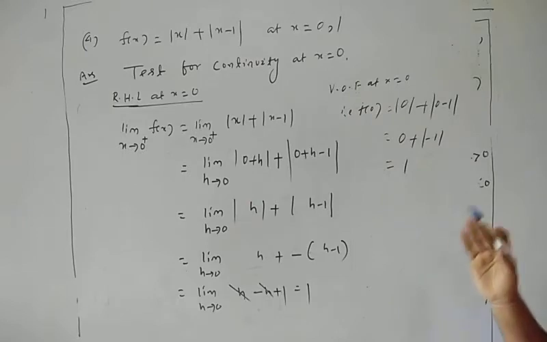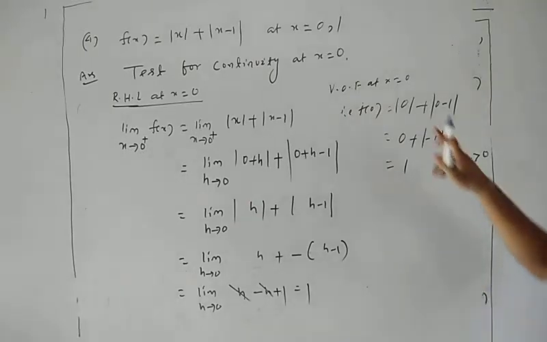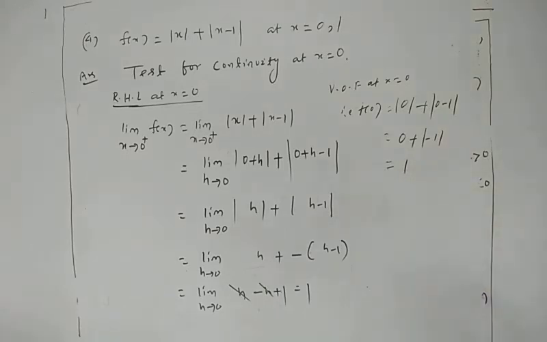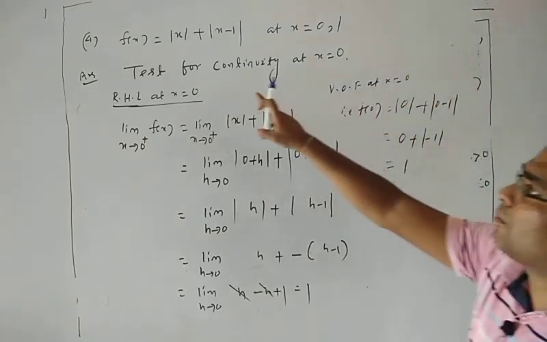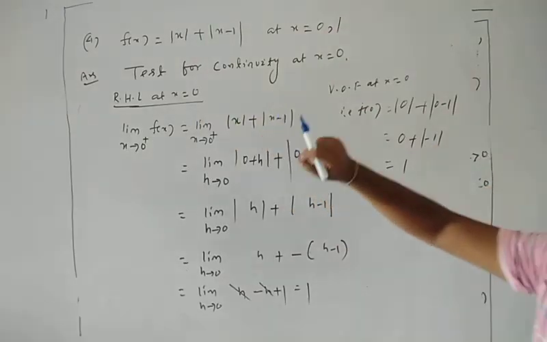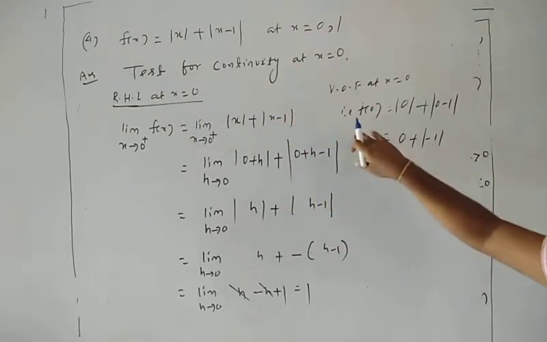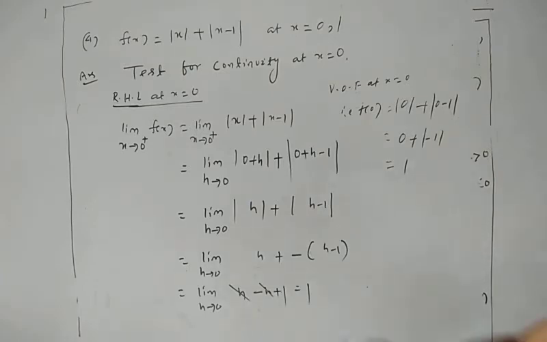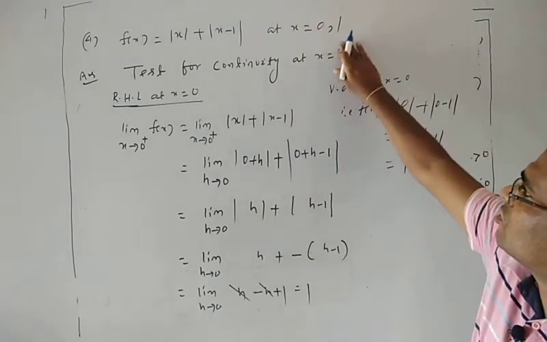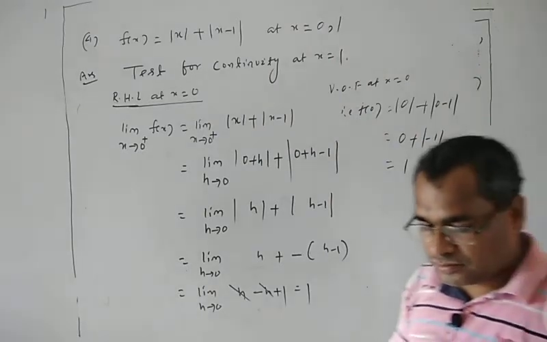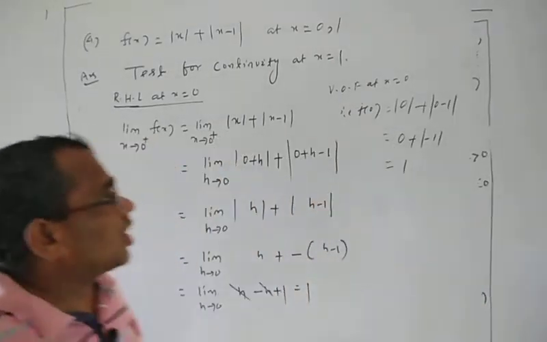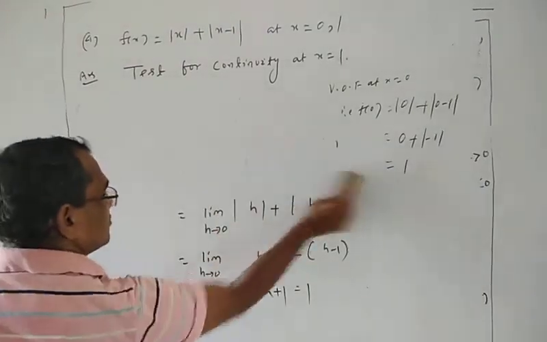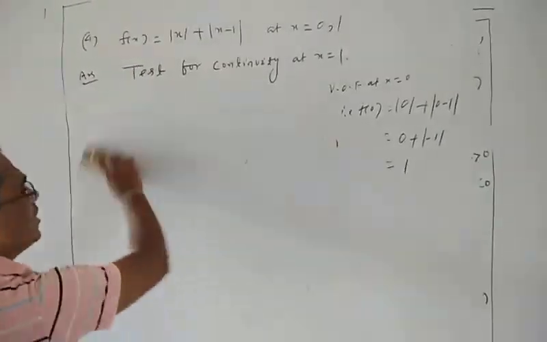So left hand limit is equal to right hand limit is equal to value of the function. Clearly f(x) is continuous. So every modulus function like mod x or mod of x minus 1 is continuous at x is equal to 0. Next we test for continuity at x is equal to 1. Similarly we have to find left hand limit and right hand limit.